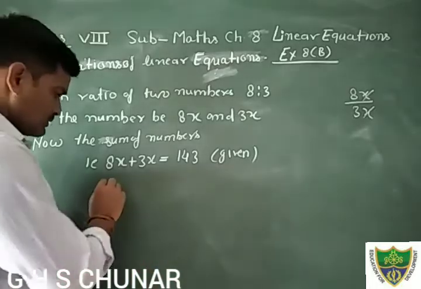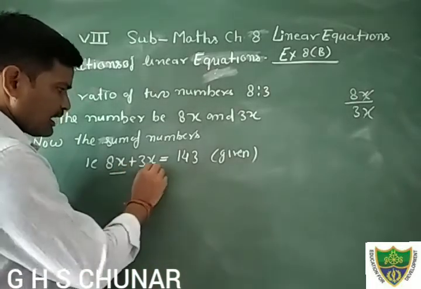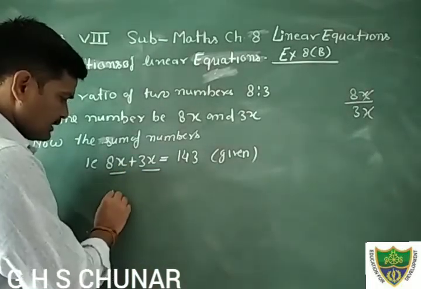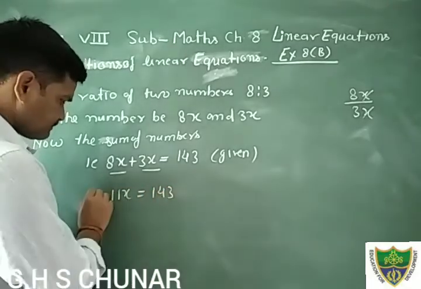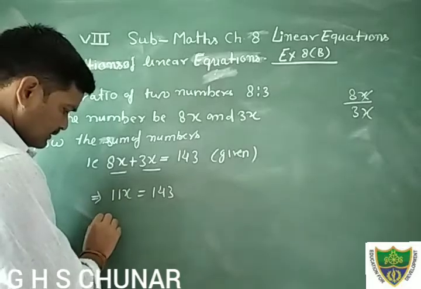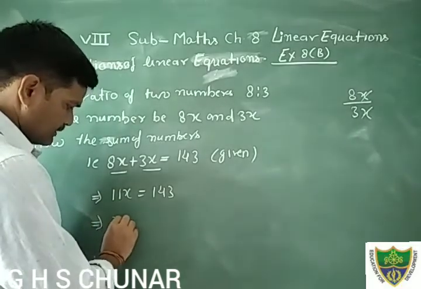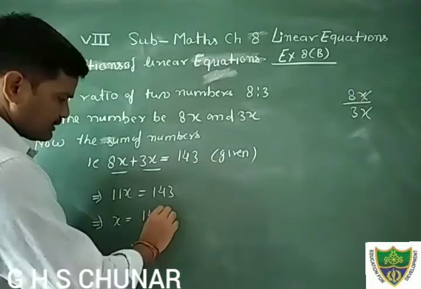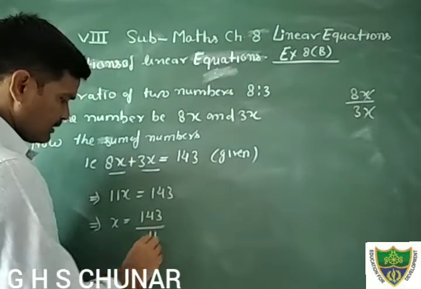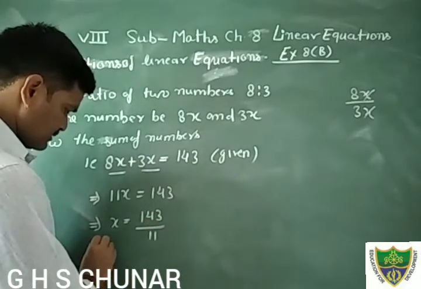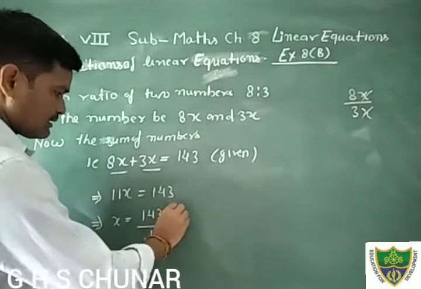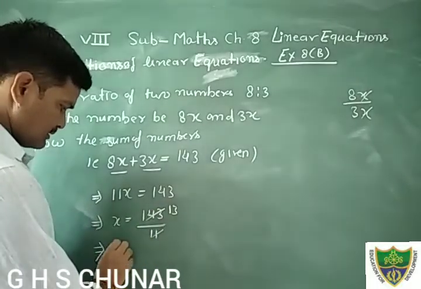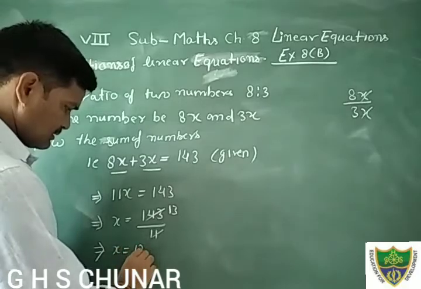To solve this equation, these are like terms, so we add them: 11x is equal to 143. This implies x is equal to 143 upon 11. When we divide it, 11 1s are 11, 11 3s are 33. x is equal to 13.